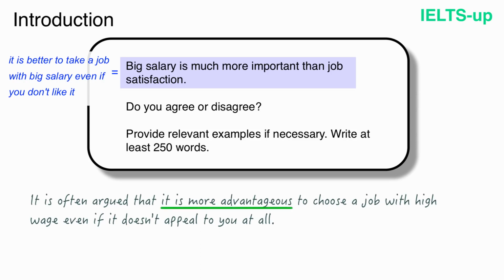And that's exactly what I have written in my introduction. It is more advantageous just means it's better. A job with high wage is a synonym to a job with big salary. And even if it doesn't appeal to you at all means even if you don't like it.